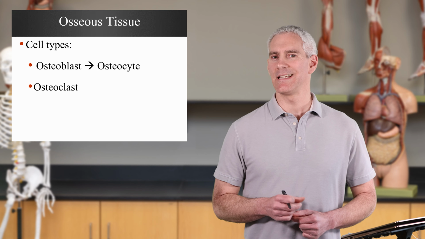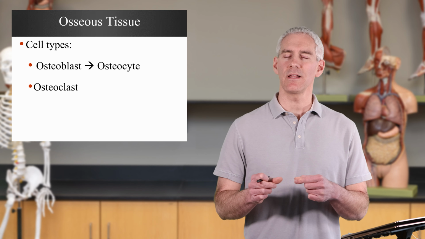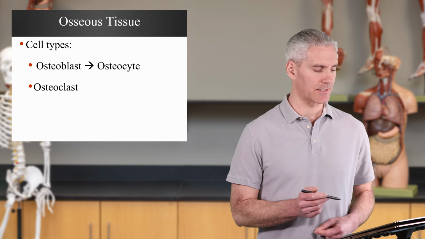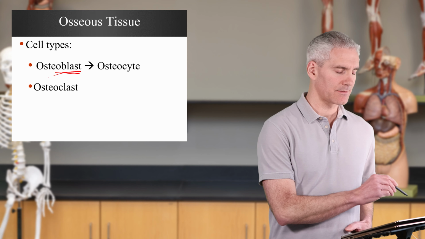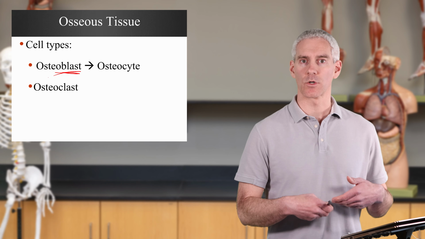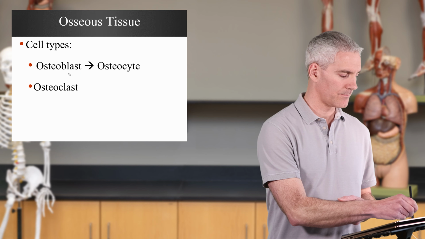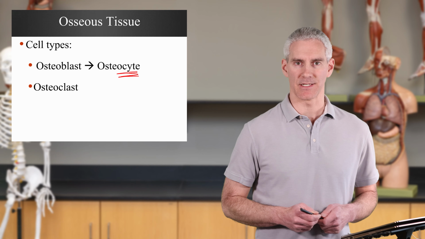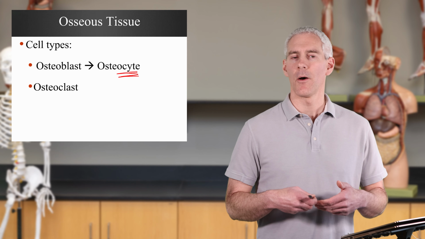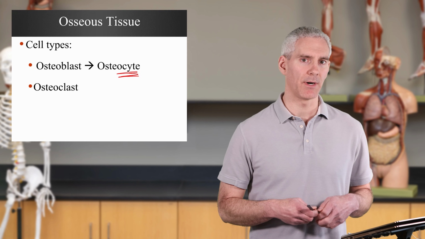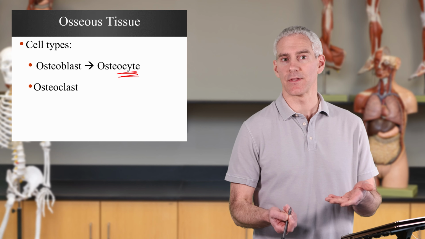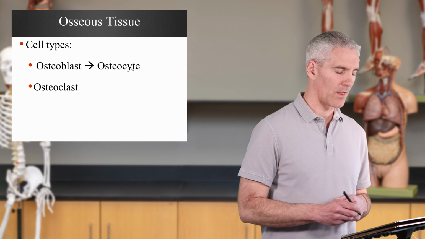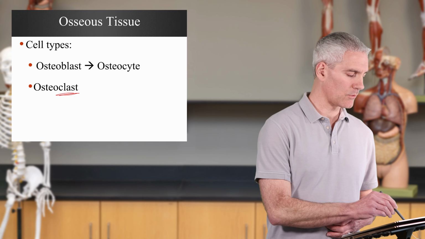There are 3 different cell types now. We still have the blast and cyte, osteoblast and osteocyte. So osteoblast is making or developing the matrix, while osteocyte is going to be maintaining the matrix, keeping it healthy, monitoring the stress and strain on the bones, seeing if you need to strengthen or if you're strong enough and don't need that much force. But the new one, the osteoclast.